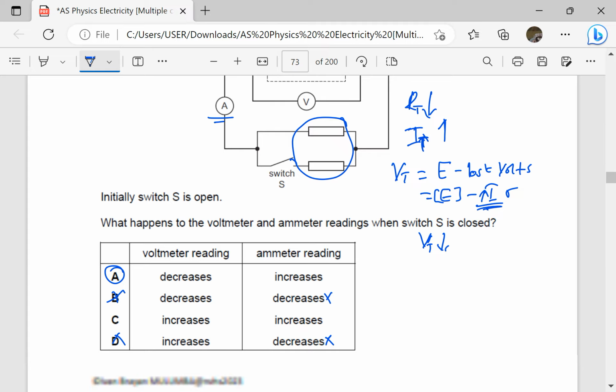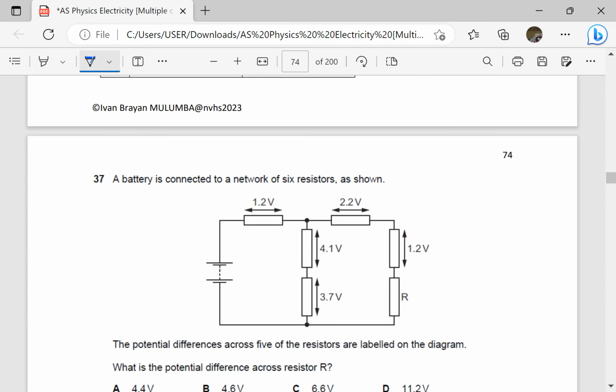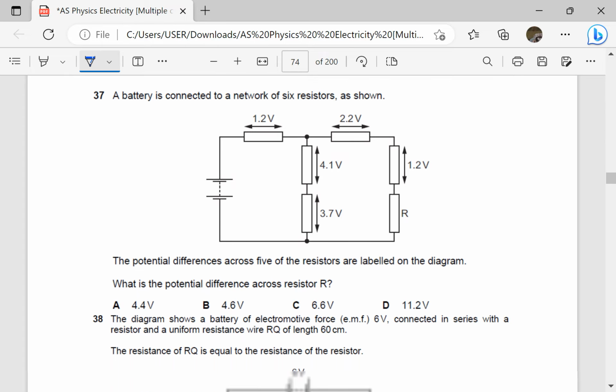A battery is connected to a network of 6 resistors as shown here. The potential difference across 5 of the resistors are labeled on the diagram. What is the potential difference across resistor R?